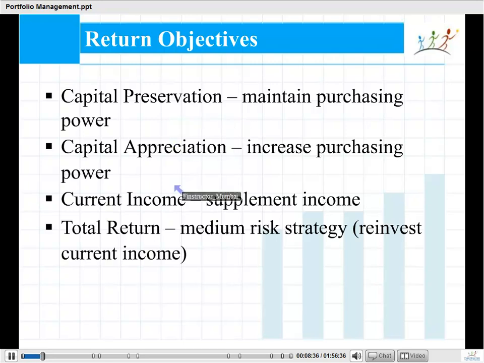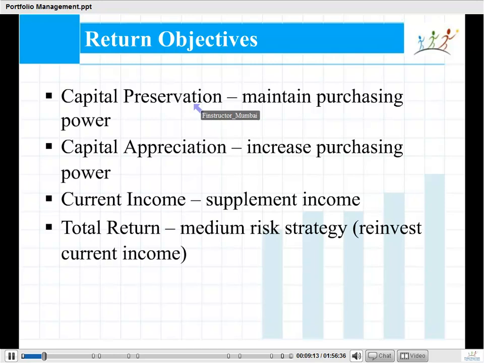The return objectives are broken down into 4 parts. They can be of capital preservation. So if the client says that my return objective is capital preservation, that means I'm not too ambitious, I don't want too much growth in my money. My savings should just beat inflation, or the purchasing power of my capital should be preserved. So capital preservation is a less risky strategy. It means I only want to beat inflation. I don't want any excessive growth.